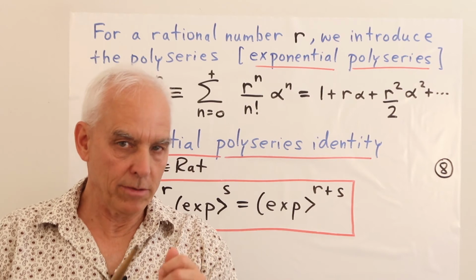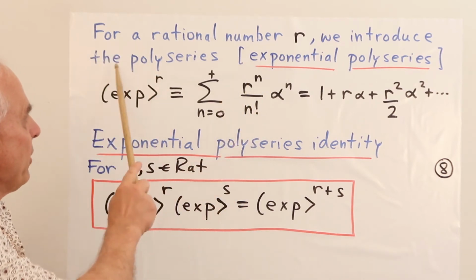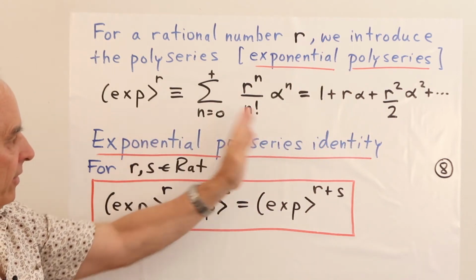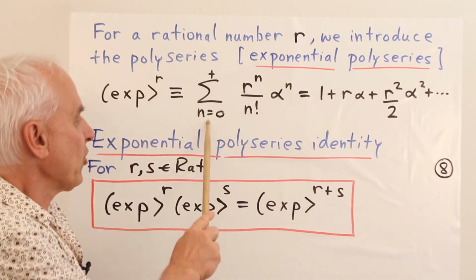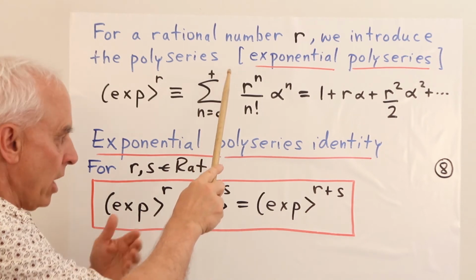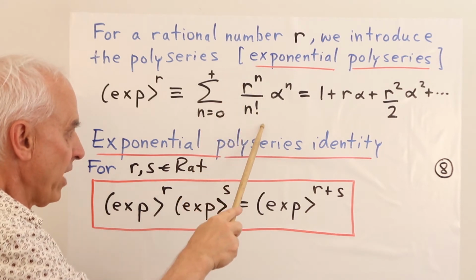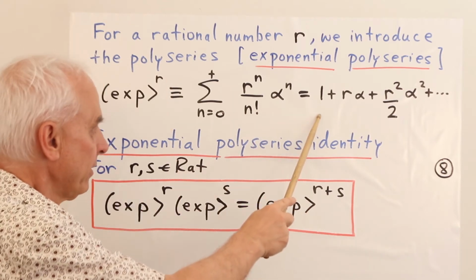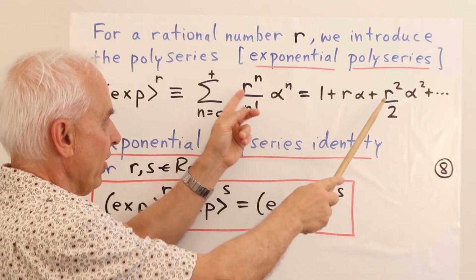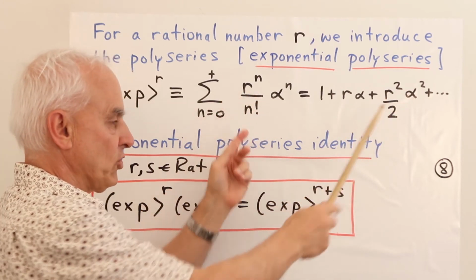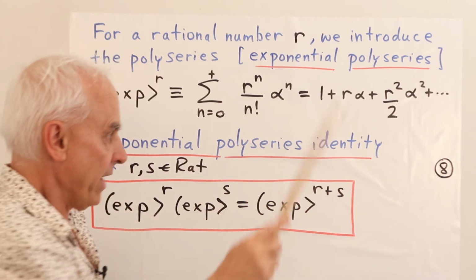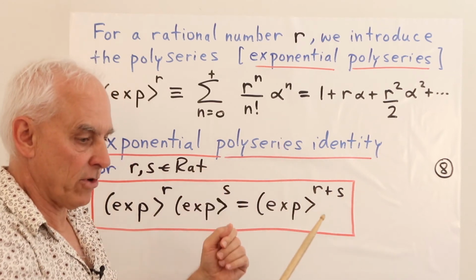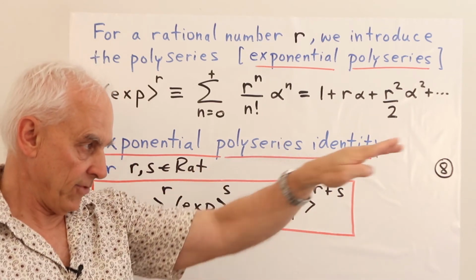All right, so drum roll. For a rational number r, we now introduce the polyseries called the exponential polyseries in this way. It's going to be the sum from n equals 0 onwards of r to the n over n factorial times alpha to the n. And explicitly, that's 1 plus r times alpha plus r squared times alpha squared over 2 factorial, which is 2, and then the next term, r cubed times alpha cubed over 3 factorial, which is 6, and so on. And it just keeps on going in that direction.